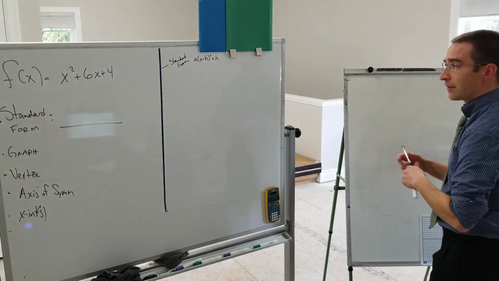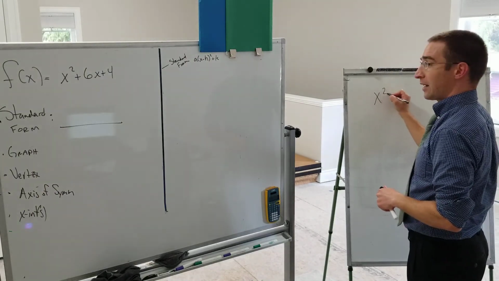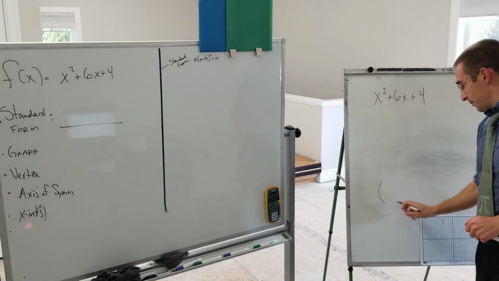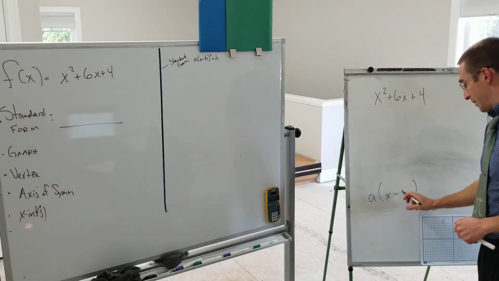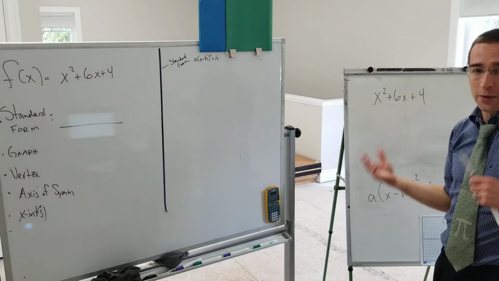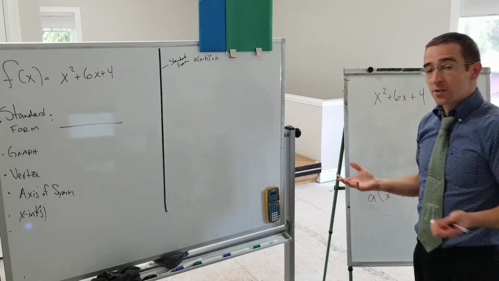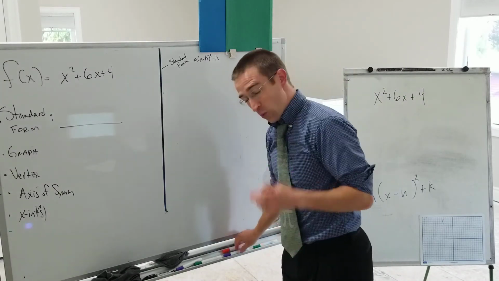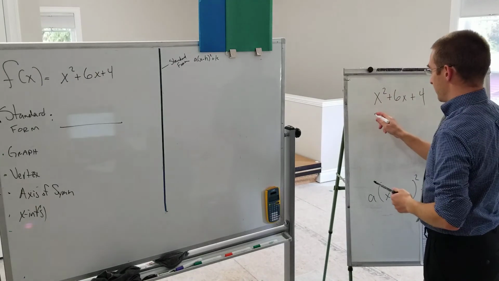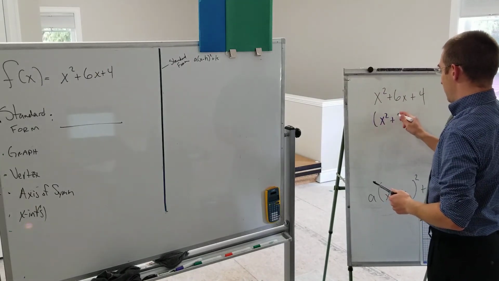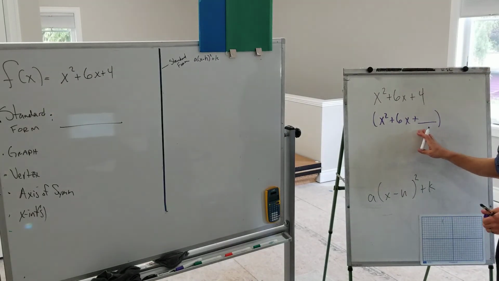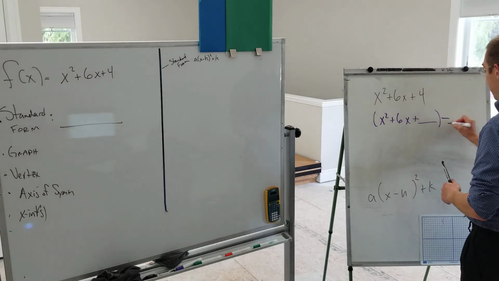X squared plus 6x plus 4. What we want is a times x minus h squared plus k. So what we gotta do is complete the square. There's more than one way to do this. Completing the square is one way that we could. So what we're gonna do is isolate the x's. We're gonna say x squared plus 6x plus blank is a perfect square. And then we're going to go minus blank plus 4.